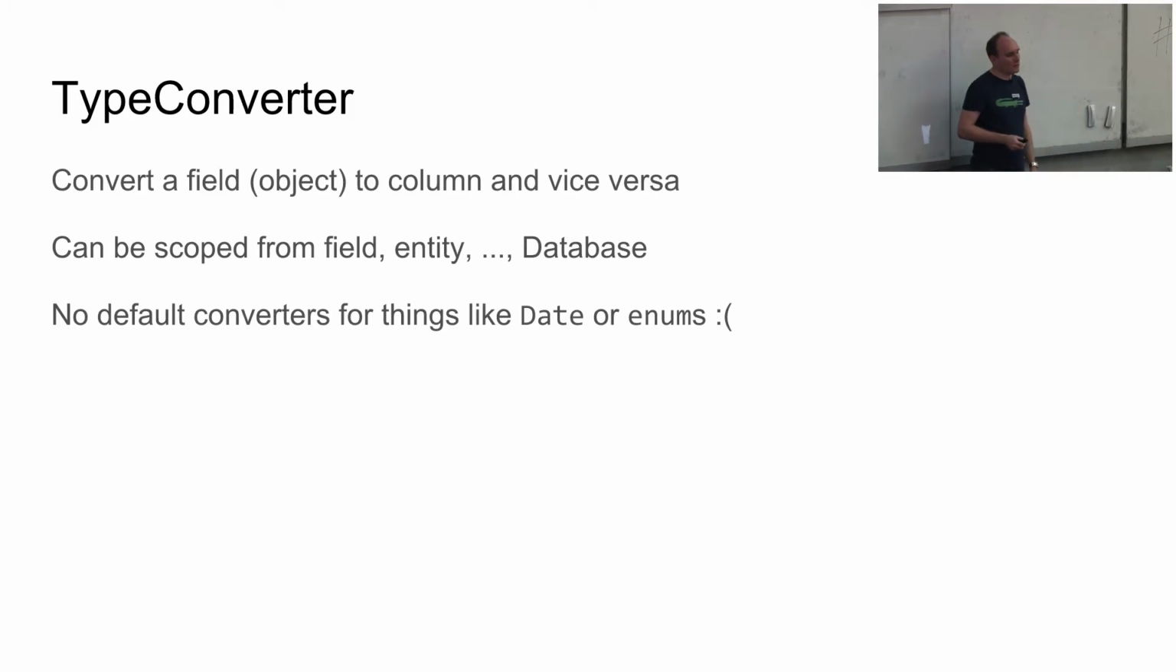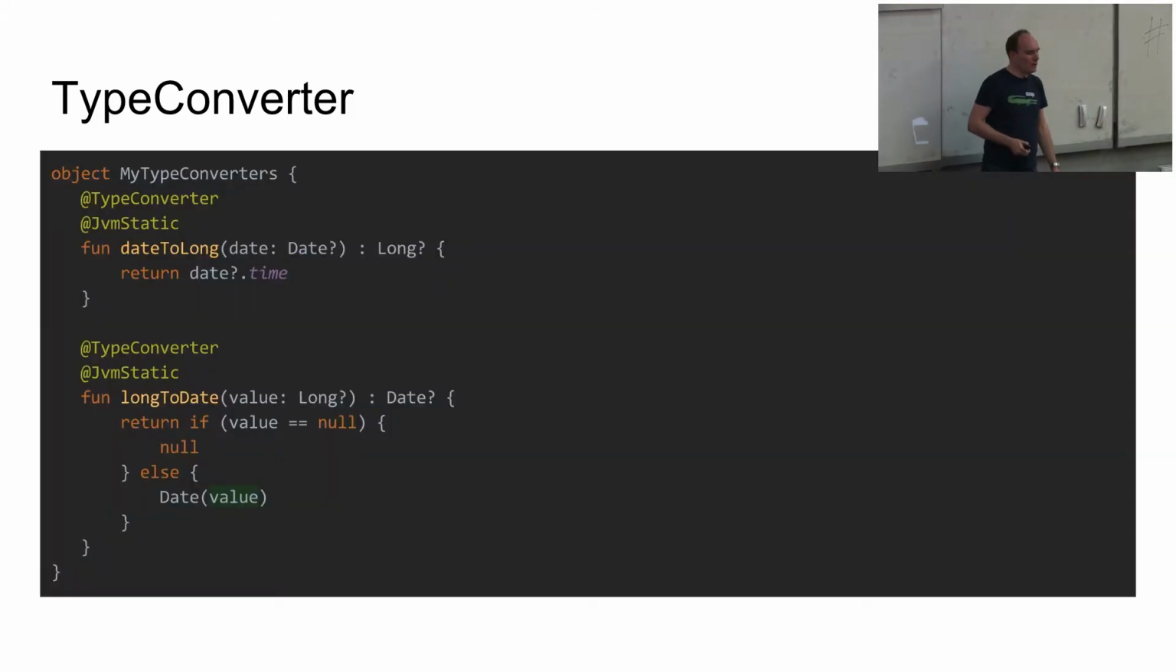Type conversion. So Room needs to have a way to convert fields that it doesn't know about, like simple types like strings, ints, to something else. These type converters can be scoped to fields, to entities, to databases. So there's really a lot of options to pick from. There are no default converters, however, which is kind of unfortunate. It would be nice to have standard converters for date or enums. This is how you write them.